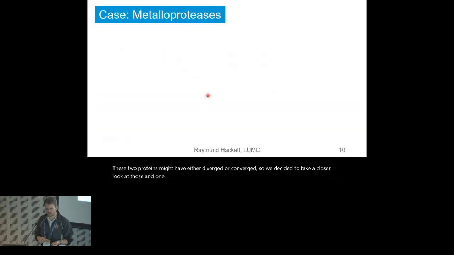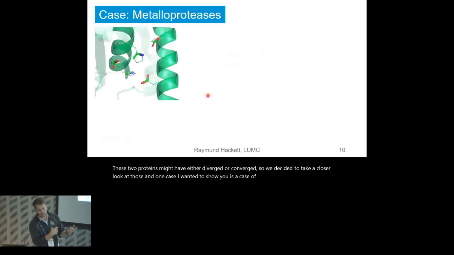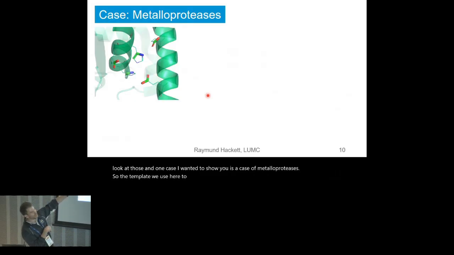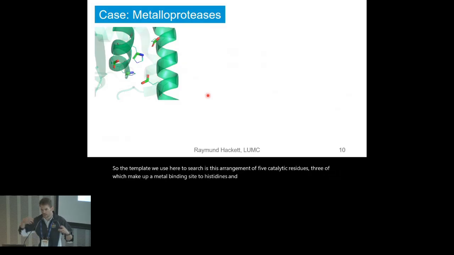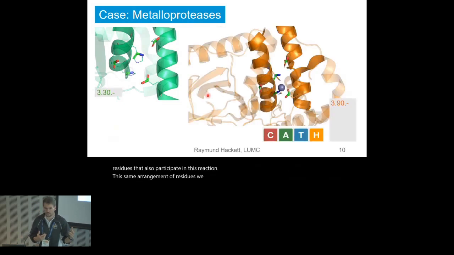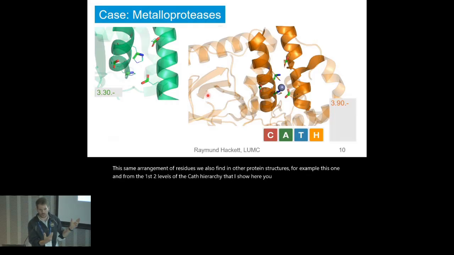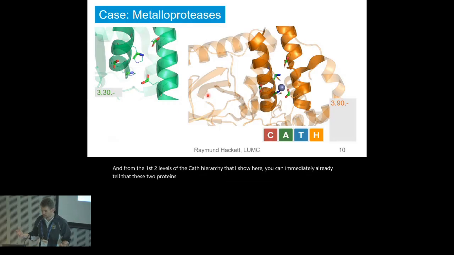And one case I wanted to show you is a case of metalloproteases. So the template we use here to search is this arrangement of 5 catalytic residues, 3 of which make up a metal binding site, 2 histidines and an acid. And then there are 2 other acidic residues that also participate in this reaction. This same arrangement of residues we also find in other protein structures, for example, this one. And from the first 2 levels of the CATH hierarchy that I show here, you can immediately already tell that these 2 proteins have completely different architectures.